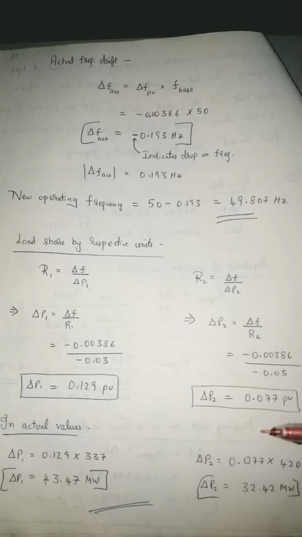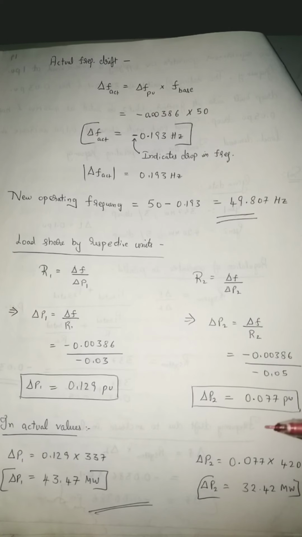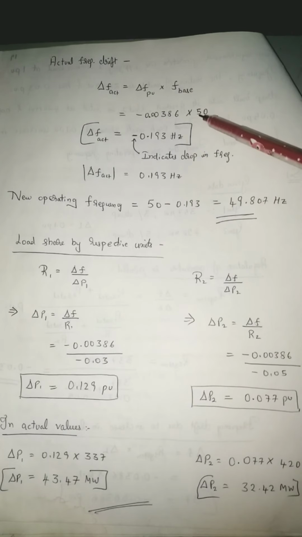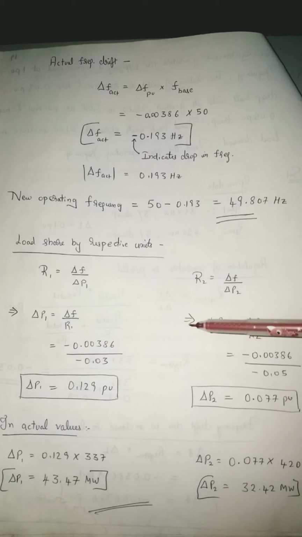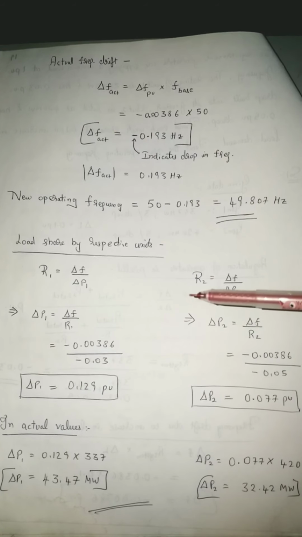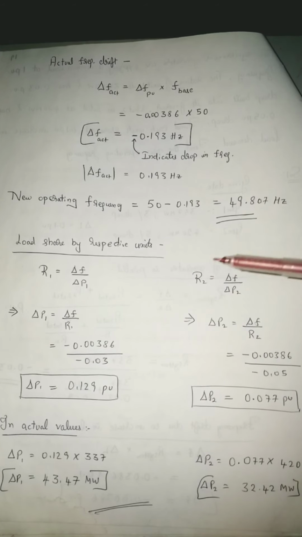So whenever you are given a problem on parallel operation of generators, first you will start with regulation of the parallel system, calculate the per unit value, calculate the actual value, then taking that, calculate the deviation in frequency in per unit, then calculate deviation in frequency in Hertz, that is actual value, then calculate new operating frequency. Once this is done, calculate the load shared by respective units. Once you work out this problem step by step, you will get the clarity.